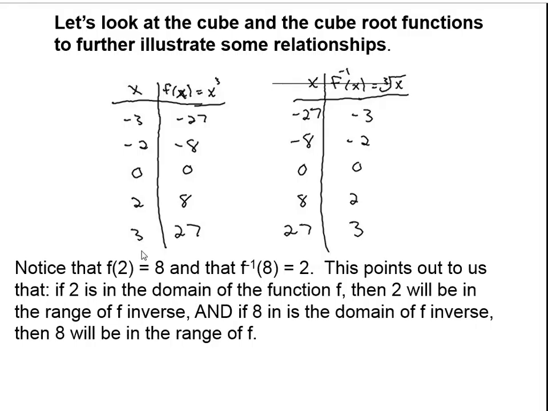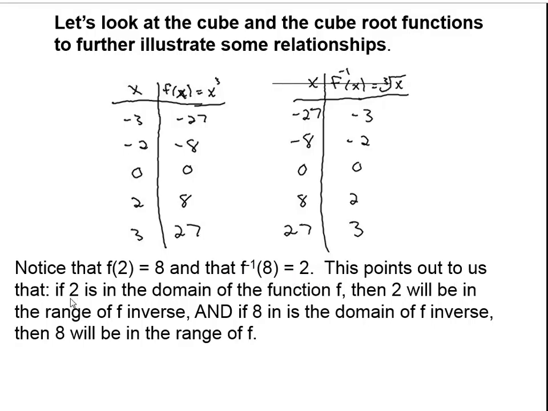So a couple things to point out to you here. Let's introduce some notation. Let's pick this point right here. If 2 gets plugged into the function f, then 8 is its output. So if 2 gets plugged into the cube, 8 is its output. So f at 2 equals 8. And then vice versa, if 8 gets plugged into the inverse function, then 2 is its output. I'm just writing this in function notation. So f at 2 equals 8, then f inverse at 8 equals 2.